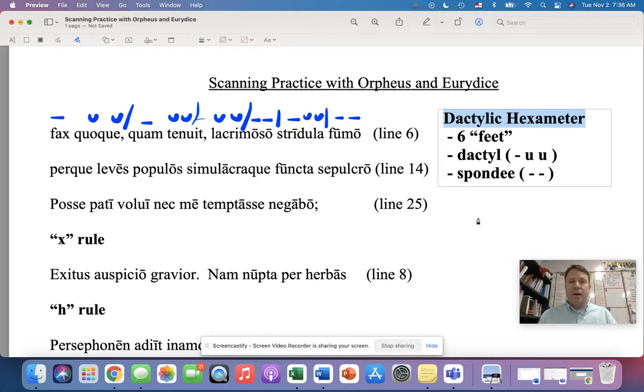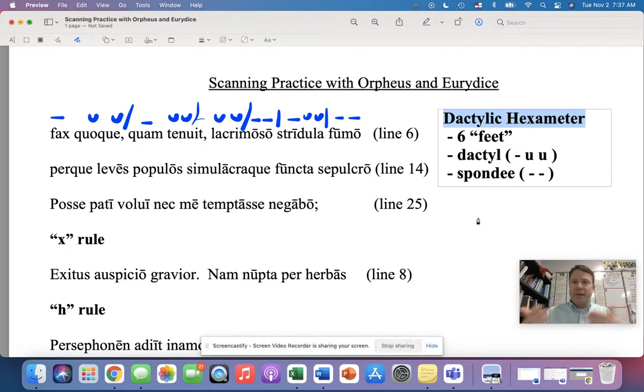Epic poems, so Homer's Iliad and Odyssey, Ovid's Metamorphoses, Virgil's Aeneid, are in a meter called dactylic hexameter. You see that on your screen right there. That's a Greek term, but all it means is that hexameter refers to 6 feet. We're going to call these things feet, but if you studied music, you would probably be familiar with them as measures. Every line of dactylic hexameter has 6 measures.